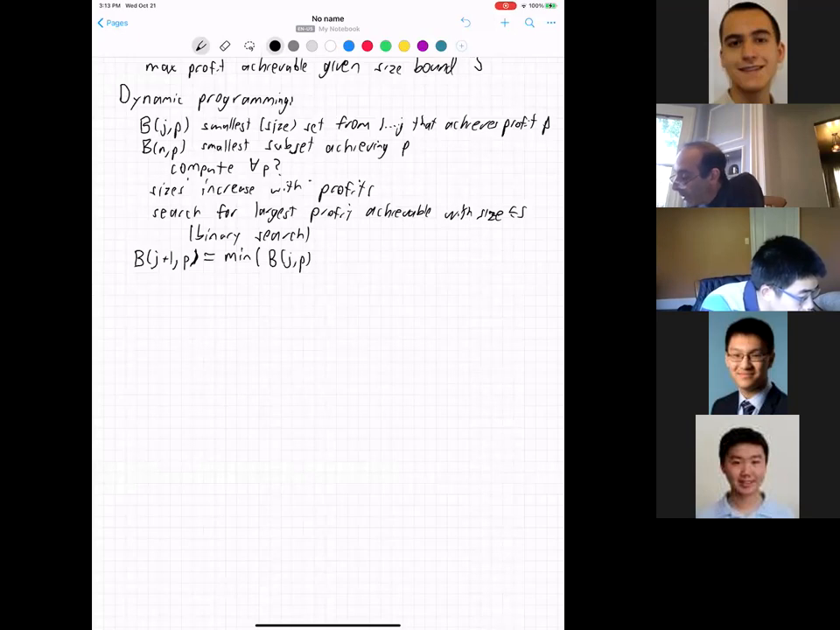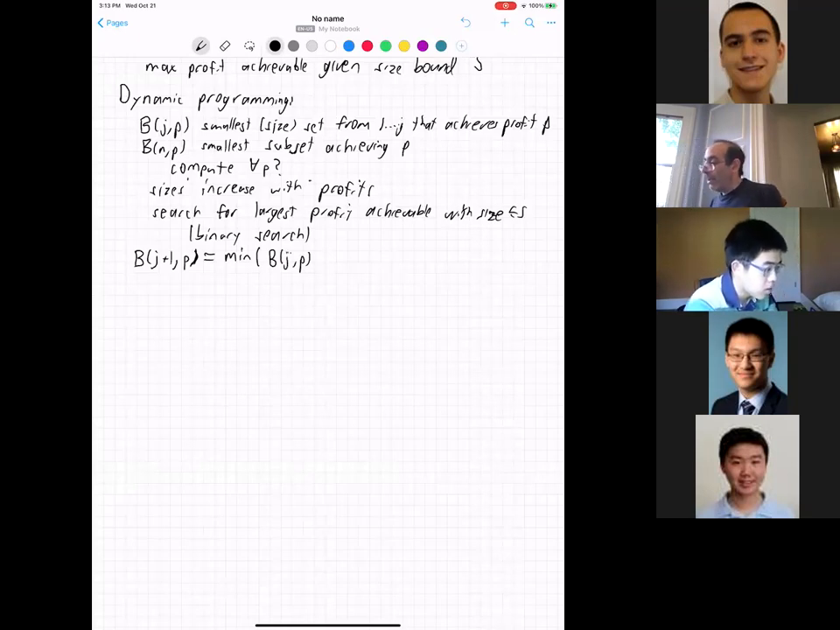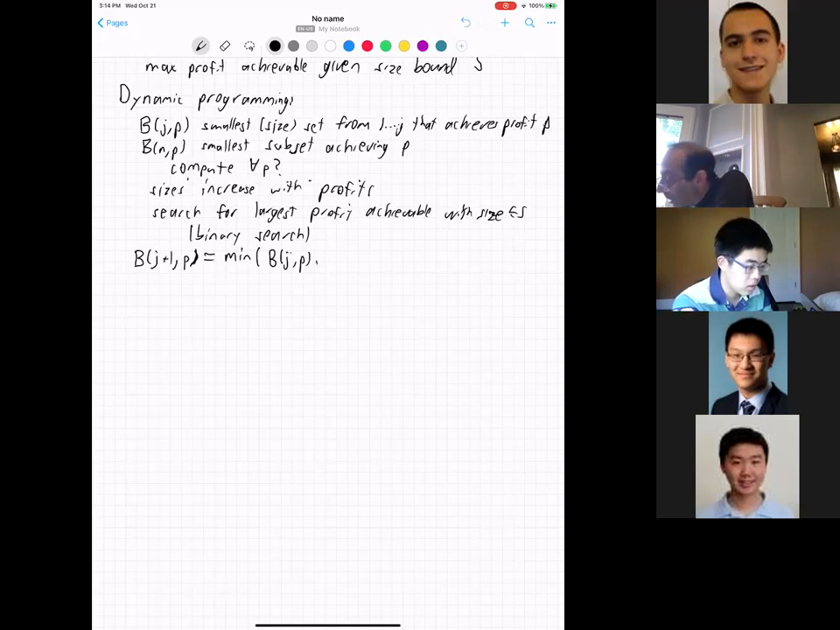The optimum subset that does not include item j plus 1, the smallest subset that achieves a profit P without including j plus 1, is just a subset of 1 through j, so it's the smallest subset that includes items from 1 through j to achieve that profit P. What's the other possibility? The other possibility is that we do include item j plus 1. So what does that tell us about the size of the optimum in that case?